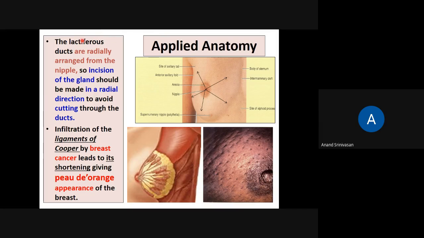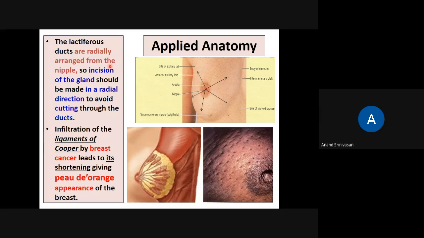The lactiferous ducts are arranged in a radial fashion. You know that they are present in a radial fashion. So if you are going to make an incision, sometimes there could be a breast abscess, which is an infection of the lactiferous glands.